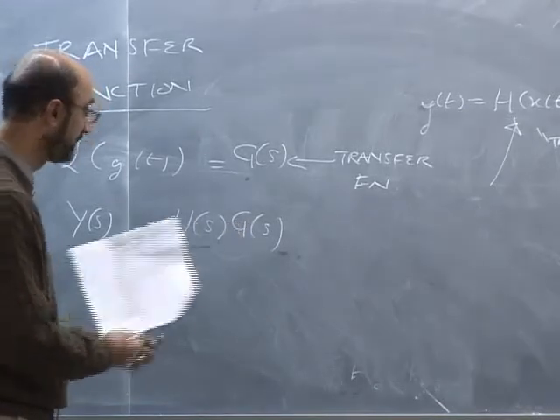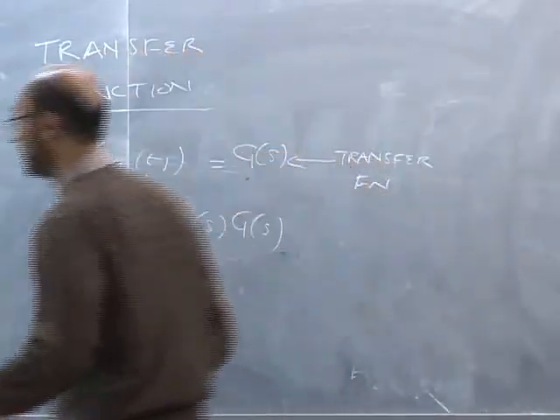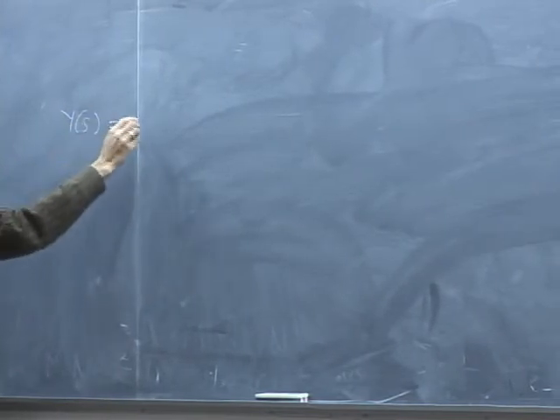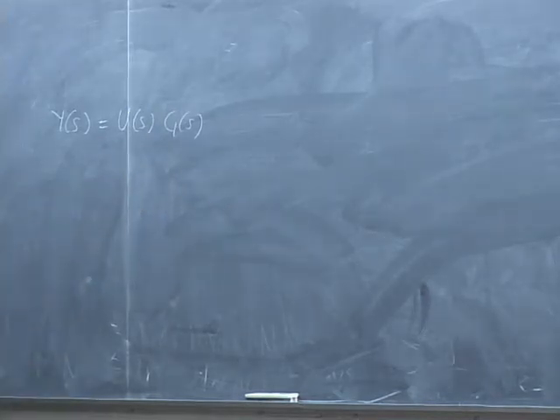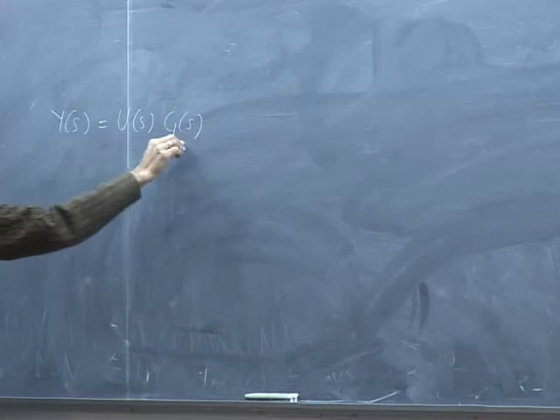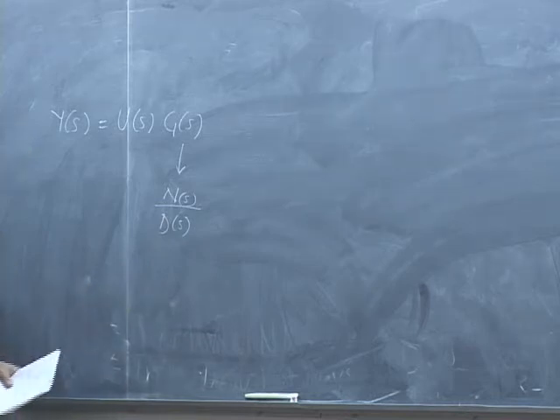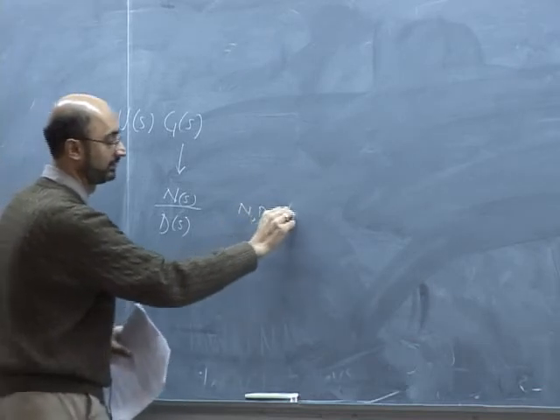Right, so given this, I'm going to wave my hands a little bit again about stability, because it's a very important concept and I want you to see it a few times. So here is where I'm going to talk a little bit more about stability. We have Y(s) equal to U(s) G(s), and quite often we can write G(s) in the form N(s) over D(s), where N(s) and D(s) are the numerator and denominator, and they're polynomials in s.